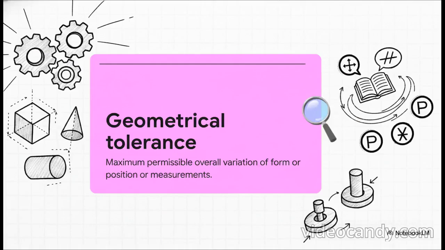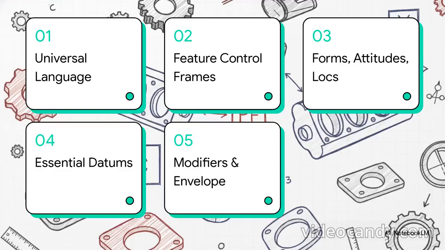Now, technically, it's defined as the maximum permissible overall variation of form, position, or measurements. But honestly, think of GD&T as an elegant, universal language. It completely bypasses spoken language barriers by using standardized international symbols. It tells a machinist exactly what's required to produce a perfect fit every single time.